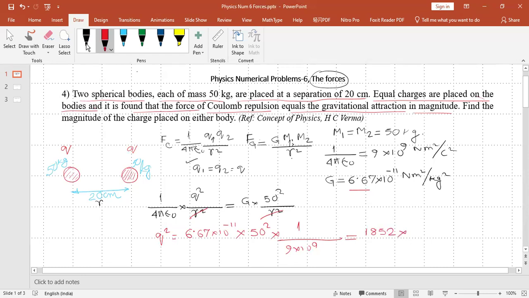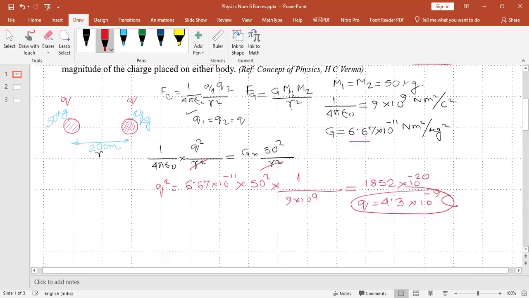equal to about 1.852 into 10 to the power minus 20 ... from there we find Q. That is the answer. Let's go to the next question.